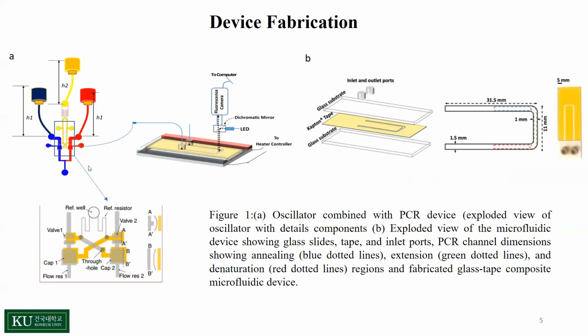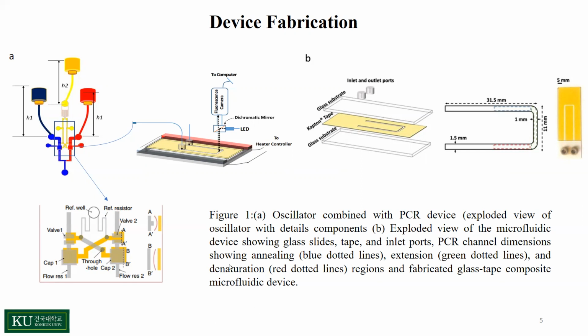Figure 1A indicates the oscillator, and the inset figure below 1A indicates the overall structure of the oscillator, which consists of four important things: two valves, two capacitors, two reference resistors, two flow resistors, and finally a reference pressure. Oh, actually, it is five important things. Sorry, I mentioned four.